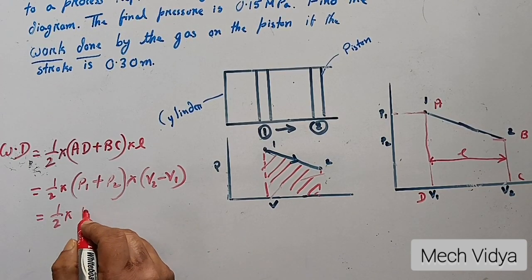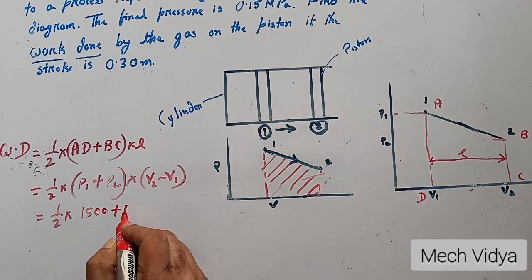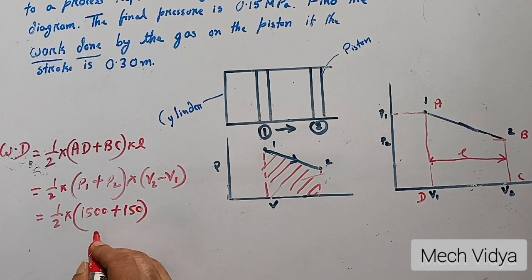So first, in place of P1, let me write it as 1500 plus 150 in kilopascal. I have converted this into kilopascal. In the question it was given in megapascal.